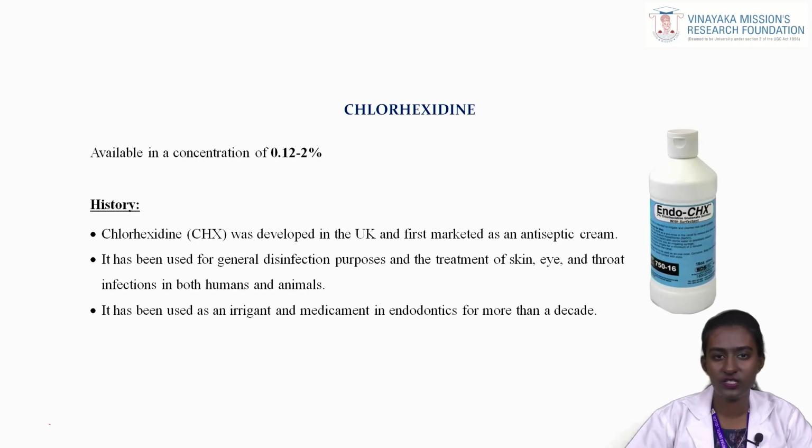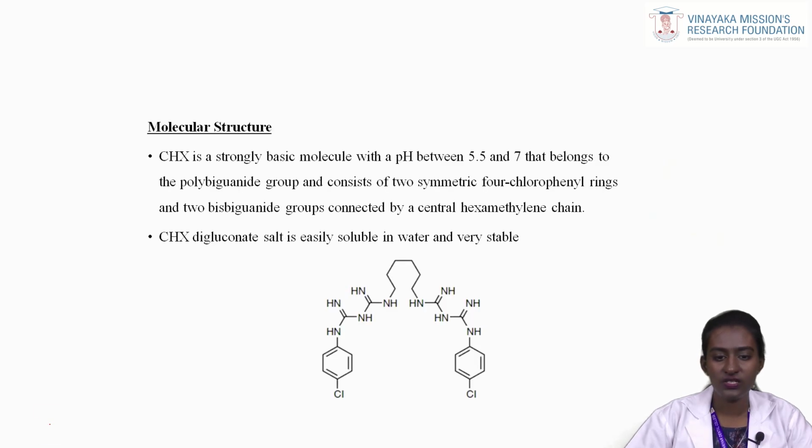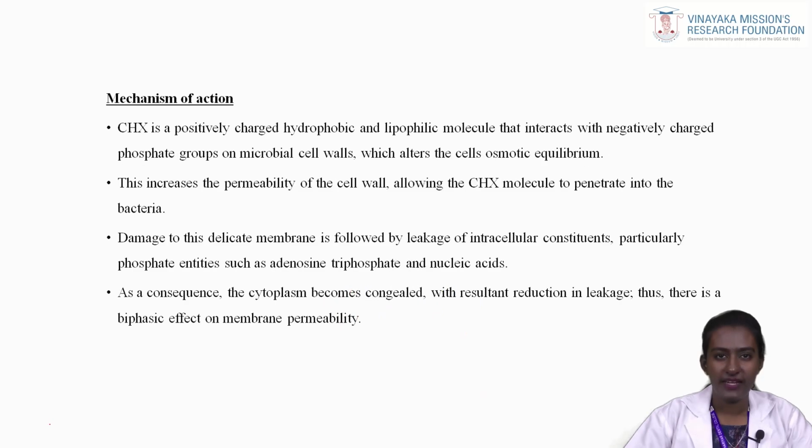Next is chlorhexidine. It is available in concentrations from 0.12 to 2%. The molecular structure is a strongly basic molecule with a pH of 5.5 to 7, and it belongs to the polybiguanide group. It consists of 2 symmetric 4-chlorophenyl rings and 2 bis-biguanide groups connected by a central hexamethylene chain. The mechanism of action is that chlorhexidine is a positively charged hydrophobic and lipophilic molecule which will interact with the negatively charged phosphate groups on the microbial cell walls, and it will alter the cell osmotic equilibrium.